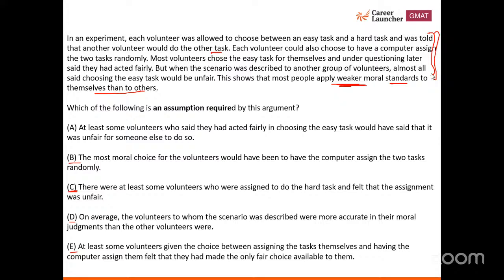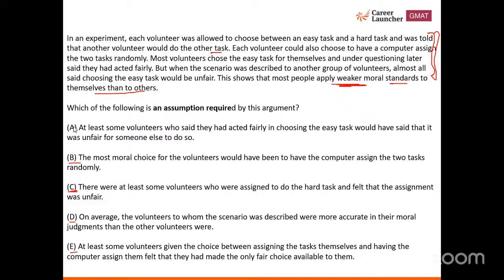Meaning that if the first group was given the second option and the second group was given the first scenario, even the same group would have selected the easy task and would have said that they have acted fairly. And the same people who selected the easy task for themselves, when they were asked about the same scenario for others, would have said that, oh, it's not fair to go for an easy task, right? So that is what a typical assumption is going to be.